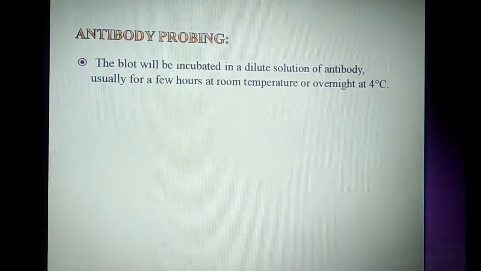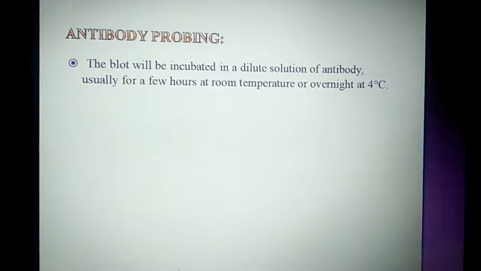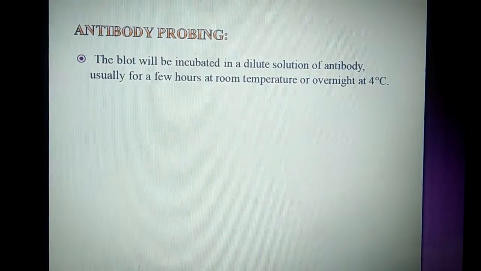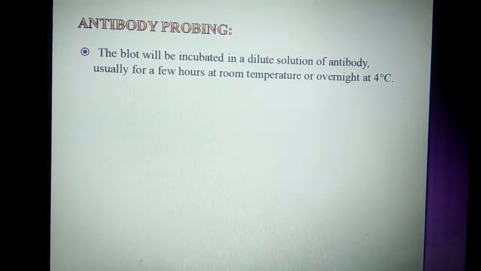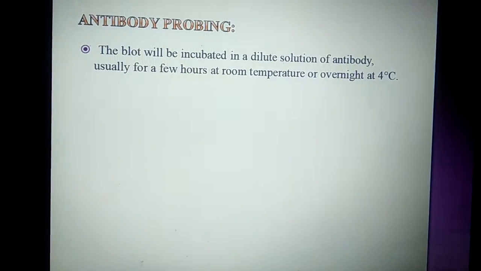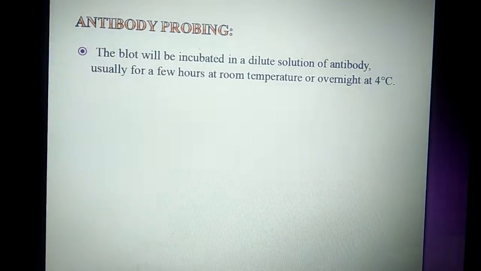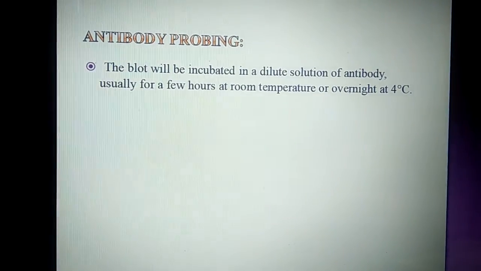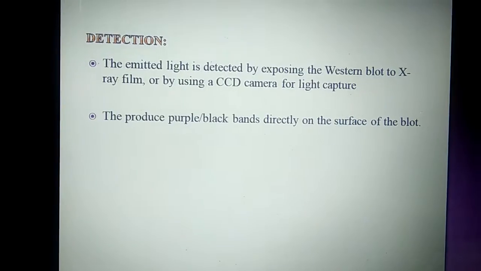Next is the antibody probing. The blot will be incubated in a dilute solution of antibody, usually for a few hours at room temperature or overnight at 4 degrees centigrade. The solution that has been diluted with the antibody will then be incubated overnight at 4 degrees centigrade or a few hours at room temperature.